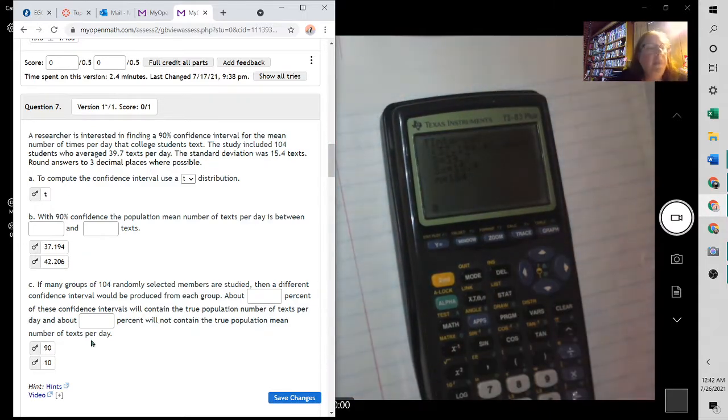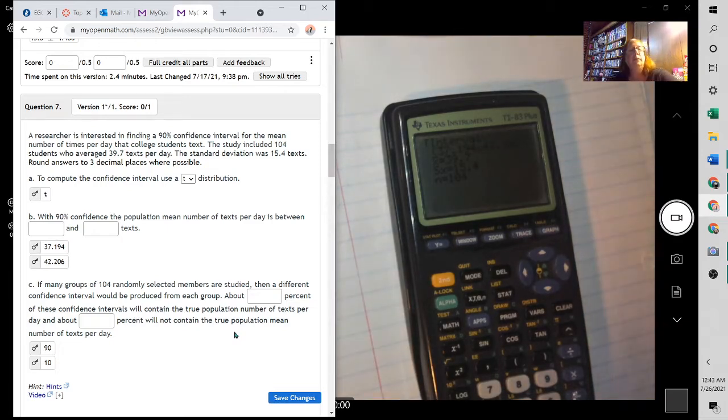Now for this last part, it is just making sure you understand what a confidence interval means. If many groups of 140 randomly selected members are studied, then a different confidence interval would be produced from each group. Then this was a 90% confidence interval, so about 90% of these confidence intervals will contain the true population number of texts, and 100 minus 90 would give us 10. 10% will not have it.